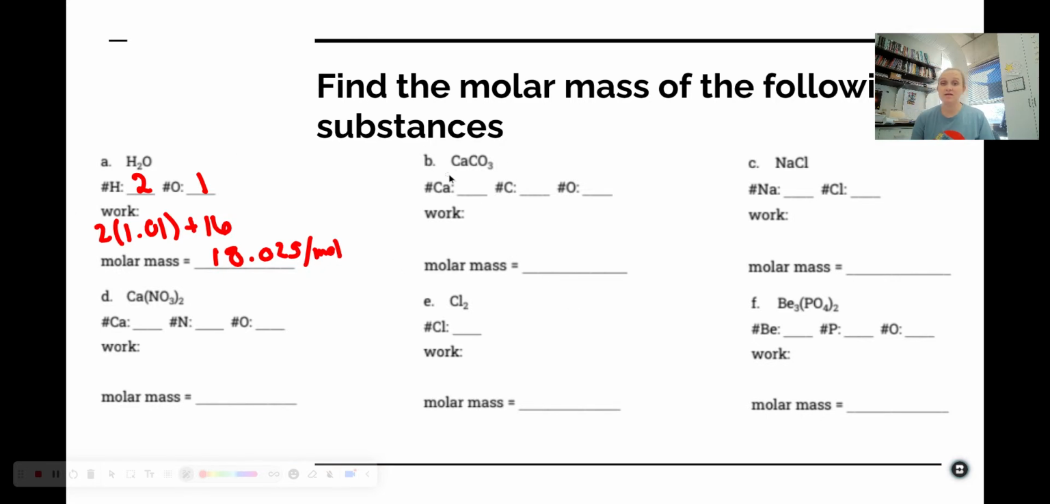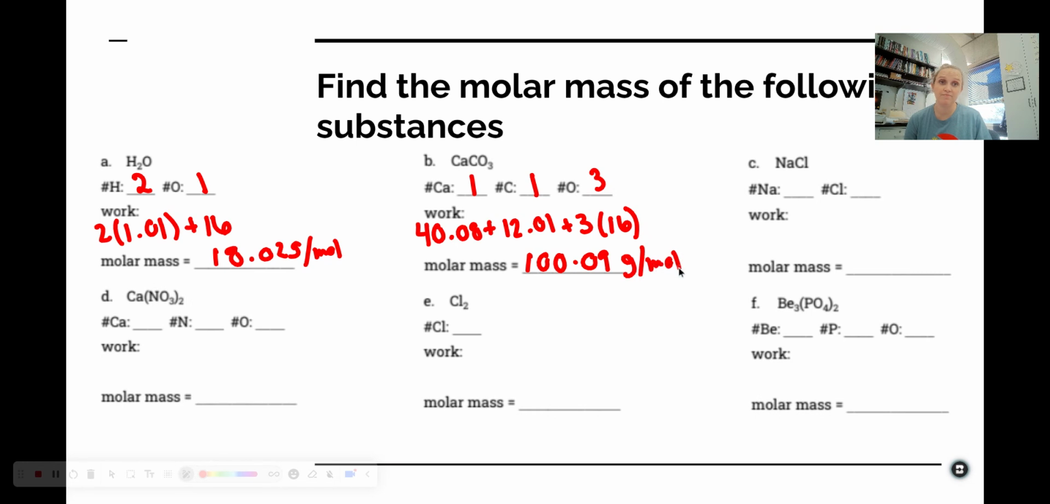All right, calcium carbonate. We've got 1 calcium, 1 carbon, and 3 oxygens here. I'm going to find my calcium atomic mass, which is 40.08, plus carbon, which is 12.01, plus 3 times 16, because 3 oxygens. Plugging this into my calculator gives me 100.09 grams per mole. I'm going to show one more, and then if you feel like you're good, you can probably stop here, but I am going to work through the rest of them just in case.